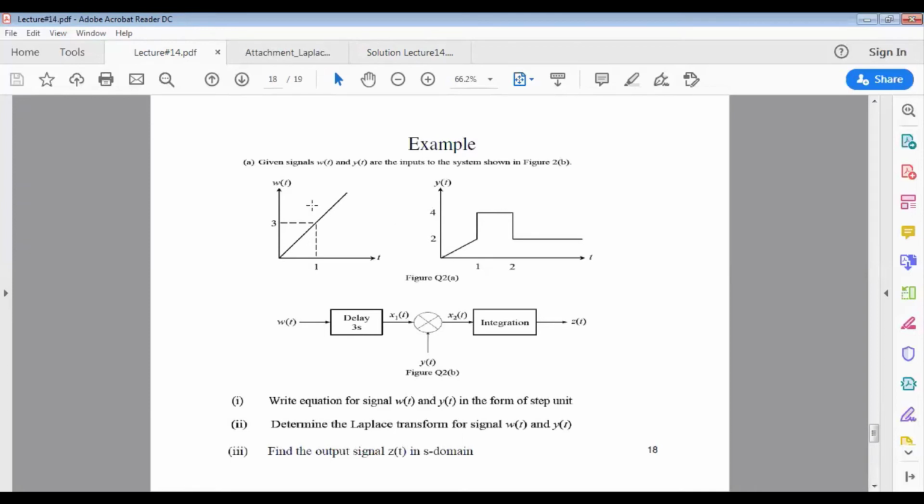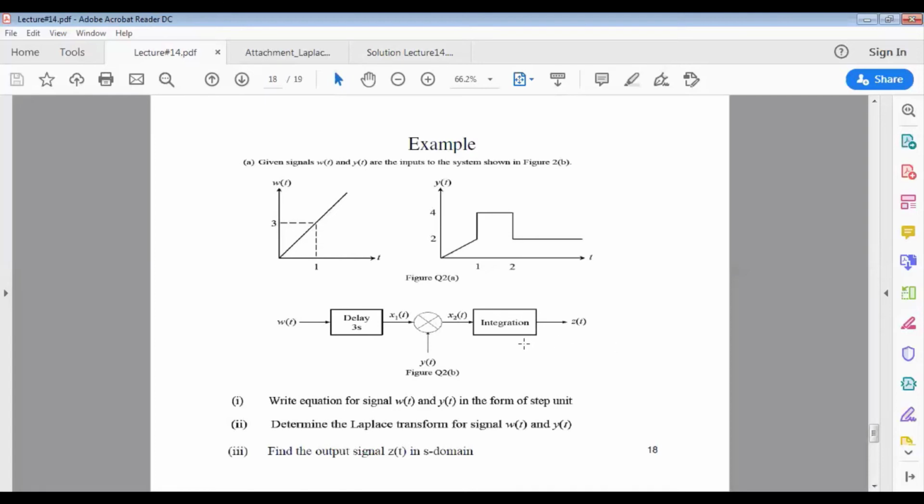So w(t) and y(t) are used in this figure for question 2b, where w(t) is the input to the system. w(t) is delayed by 3 seconds, which produces x1(t). x1(t) is multiplied with y(t), and the multiplication yields x2(t), which is then input to the integration box and gives us z(t).